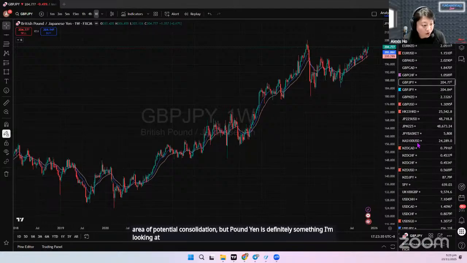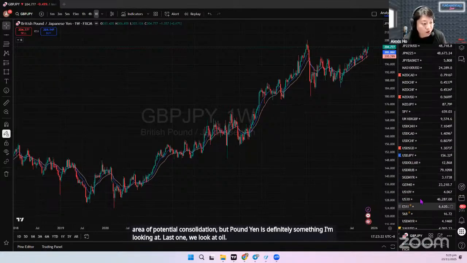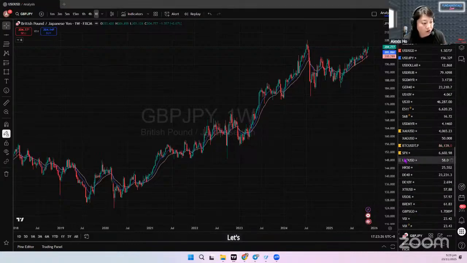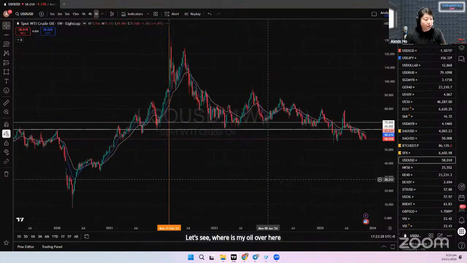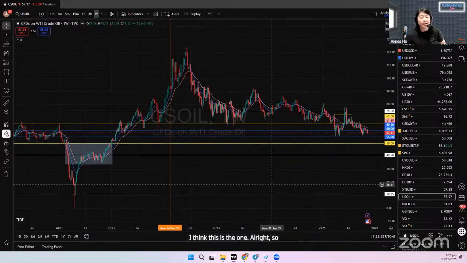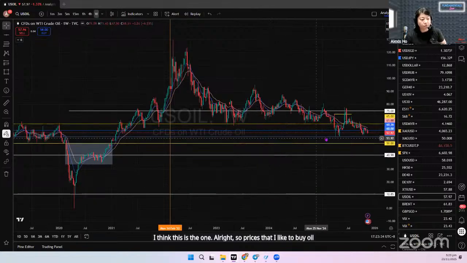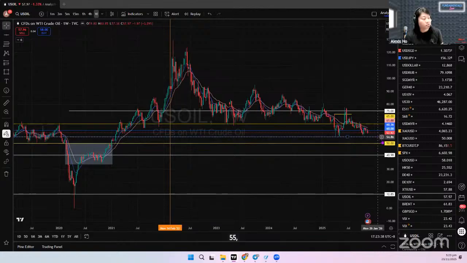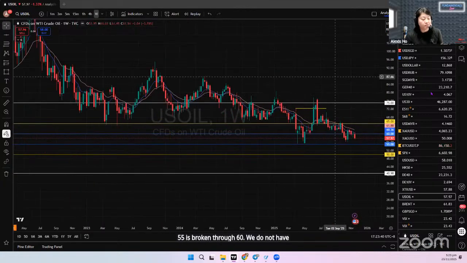Last one, we look at oil. Oil is interesting because price has retraced quite greatly. Let's see, where is my oil over here? Now, oil has retraced quite a little bit. I think this is the one. All right, so the price that I like to buy oil would be at 55, which looks like it's approaching. 55 is broken through 60. We do not have, on a weekly time frame, this is a weekly chart.